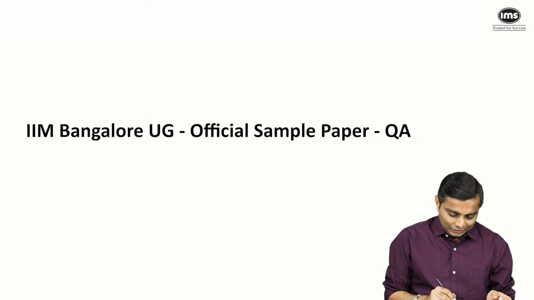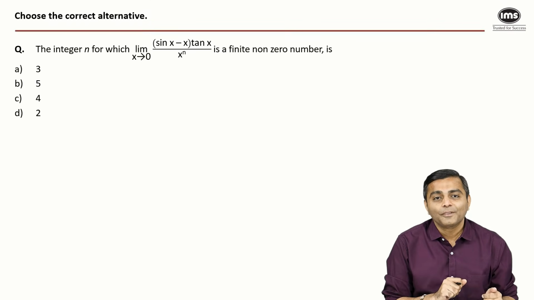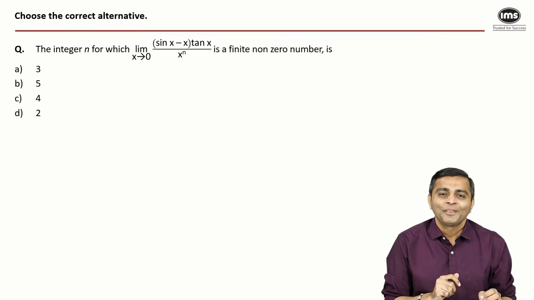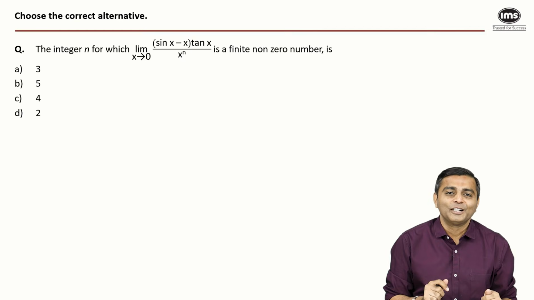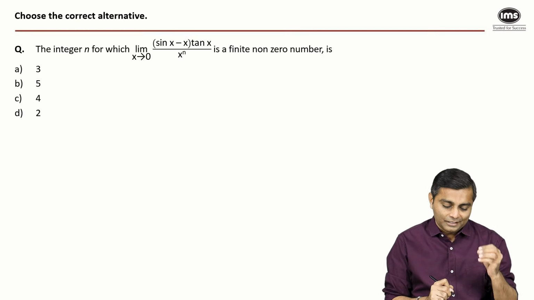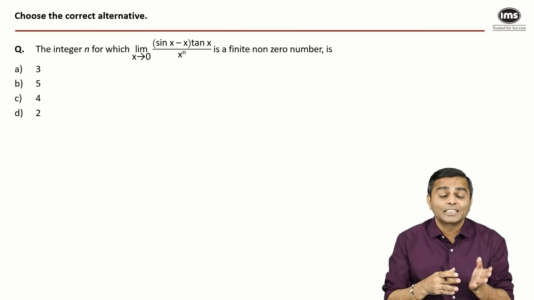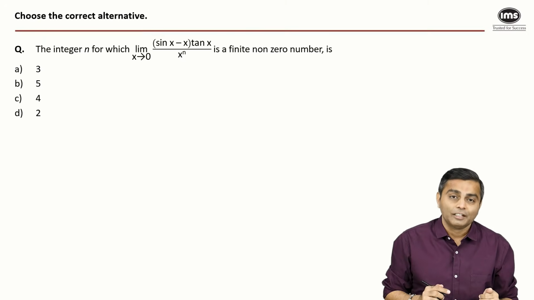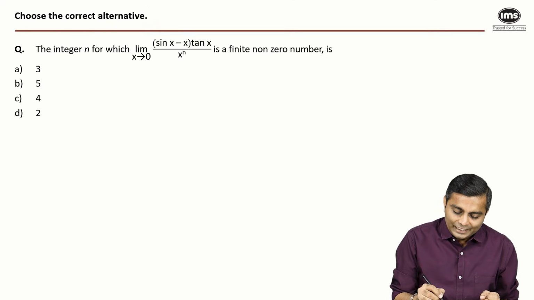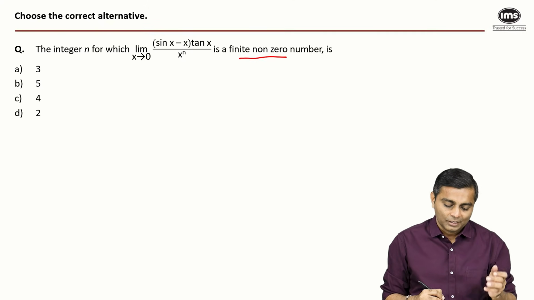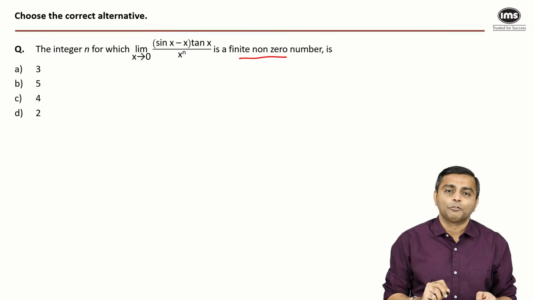So the first question that you see is straight away a bouncer coming from the core maths of the 12th grade. There is a question on limits. The limit x tending to 0 of (sin x minus tan x times sin x minus x times tan x) divided by x raised to n is a finite non-zero number, and we need to find the value for n.